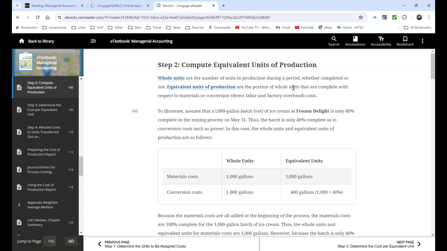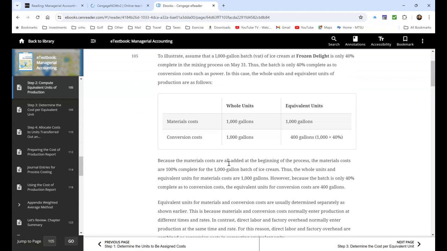So we have to compute the equivalent units. All right. Assume that a 1,000-gallon batch of ice cream is only 40% complete in the mixing process on May 31st. So that means that those equivalent units are going to be 400 gallons. It's just the percentage of completion times the number of gallons. Because the material costs are all added at the beginning of the process, the material costs are 100% complete. So we do have to separate that.